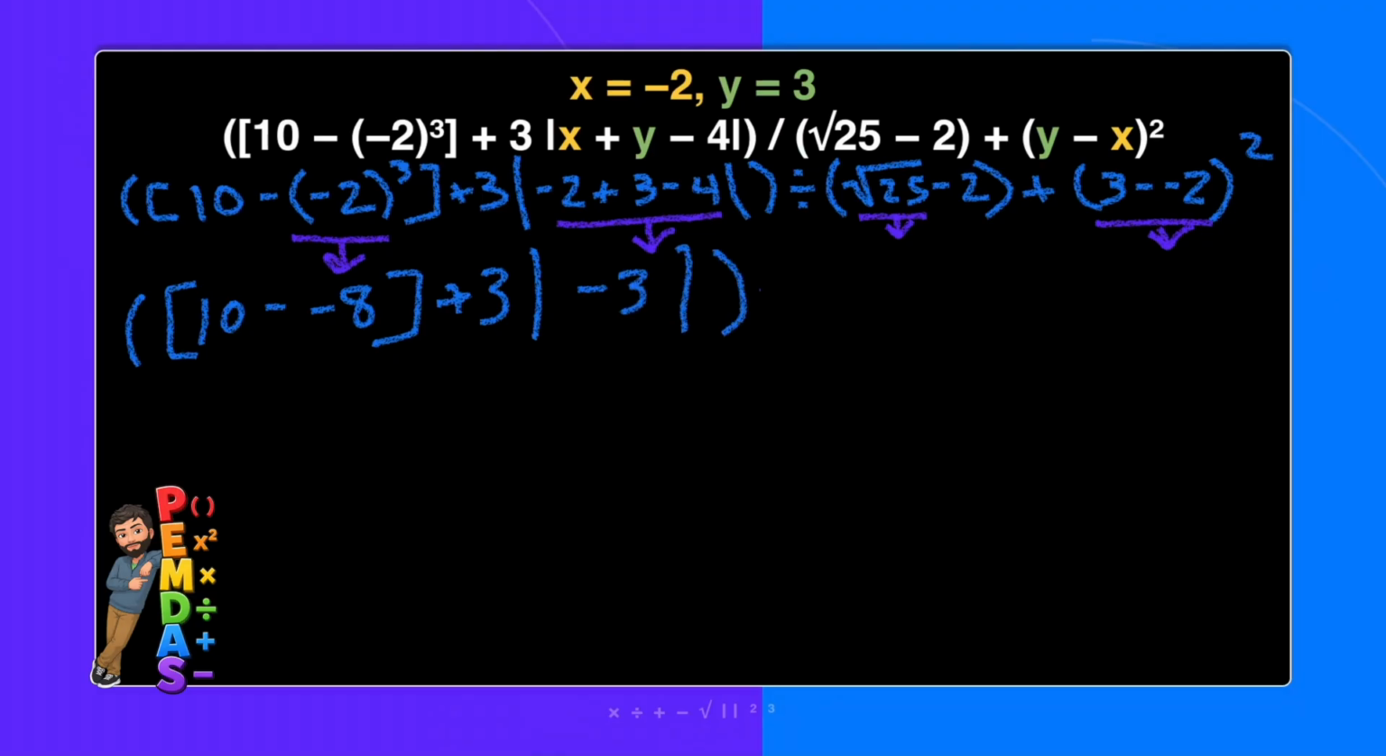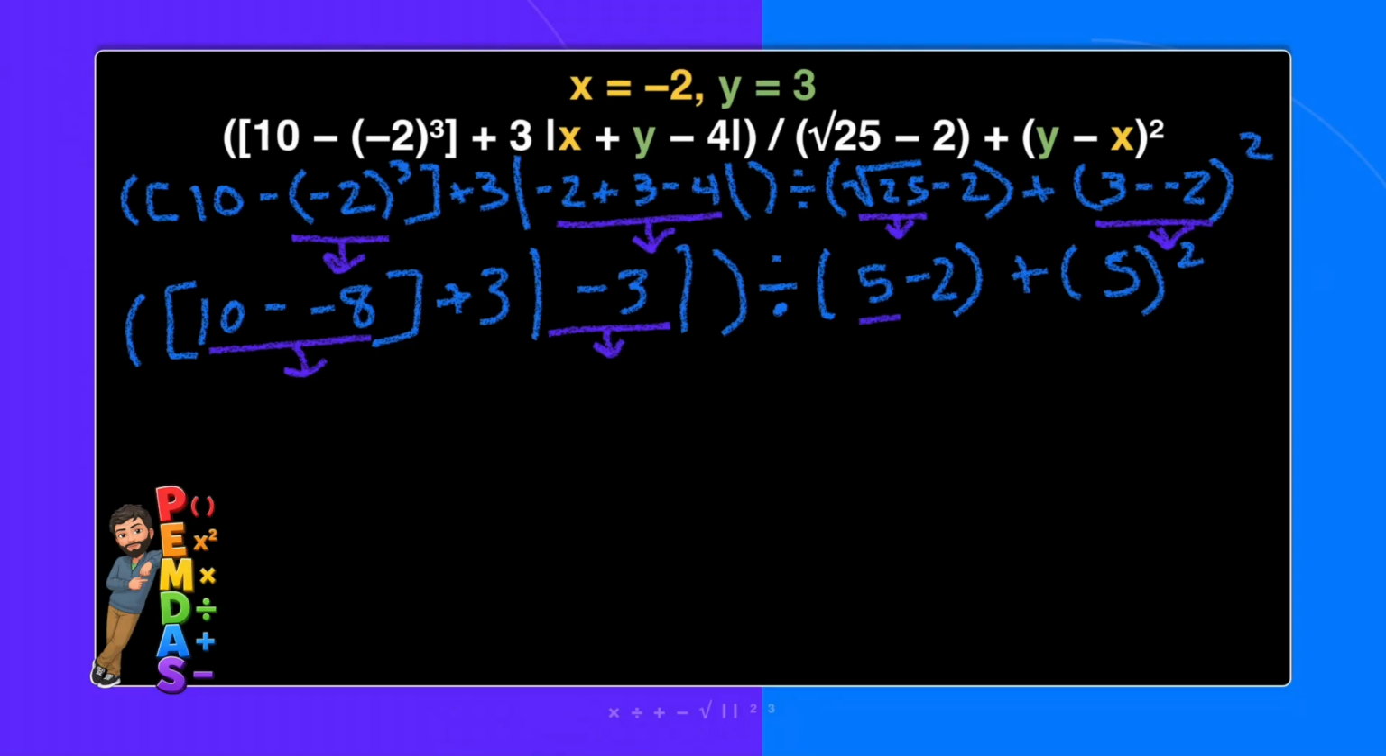In here, we're going to have -2 plus 3 minus 4 gets us -3 in the absolute value. The square root of 25 is 5 minus 2. We're going to add the 3 minus a -2 is 3 plus 2, which gets us 5 squared. Let's do 10 minus a -8. We're going to do the absolute value of -3. We'll do 5 minus 2, and we'll do 5 squared. Okay, 10 minus a -8 is 10 plus 8, so it gets us 18.